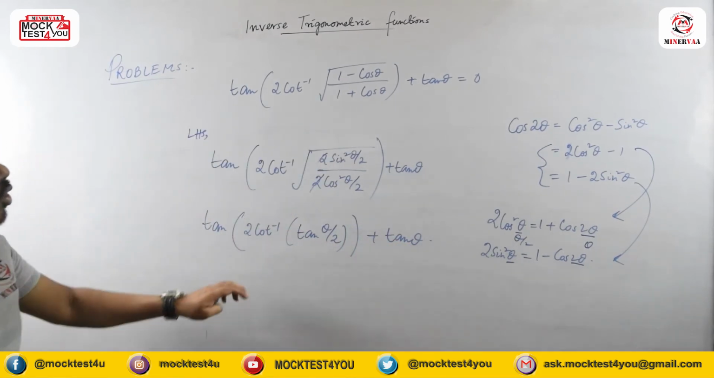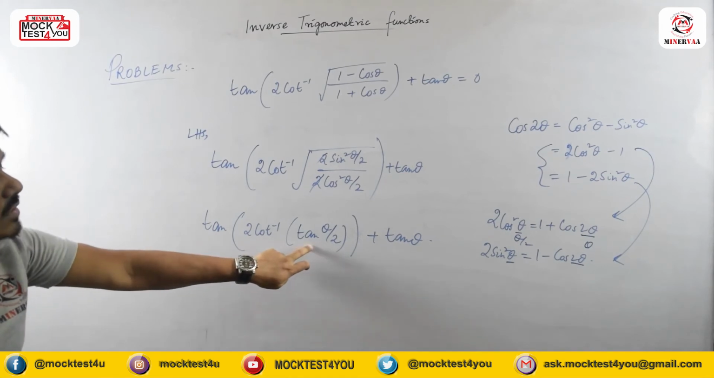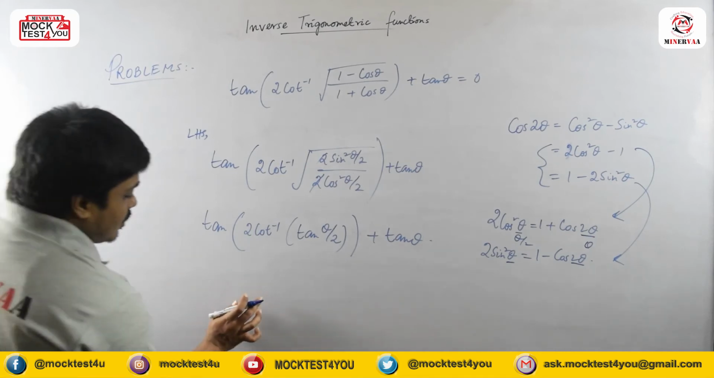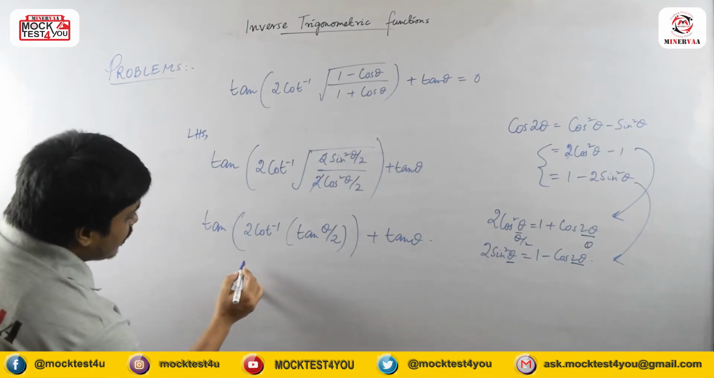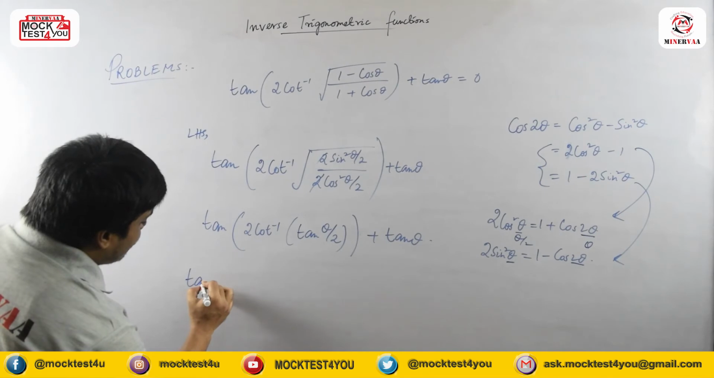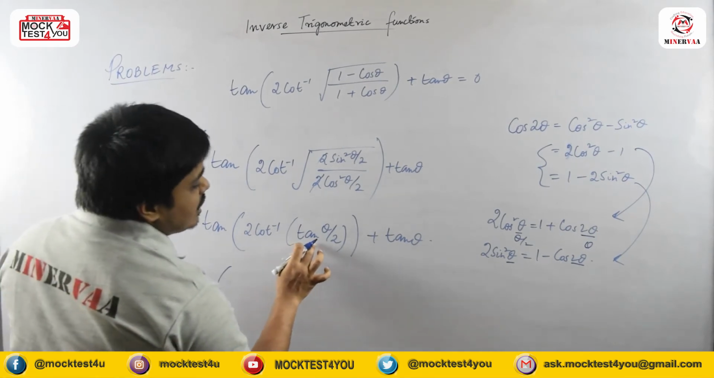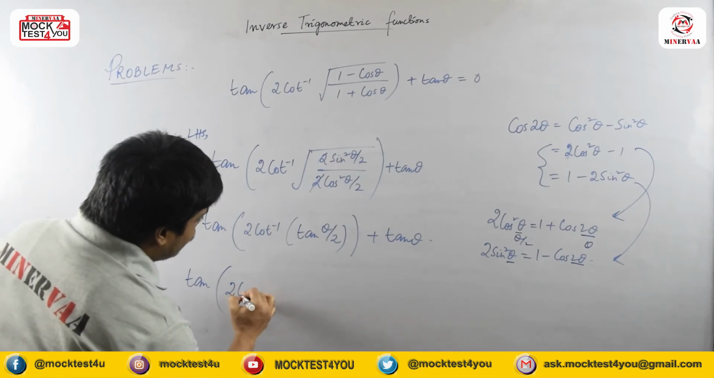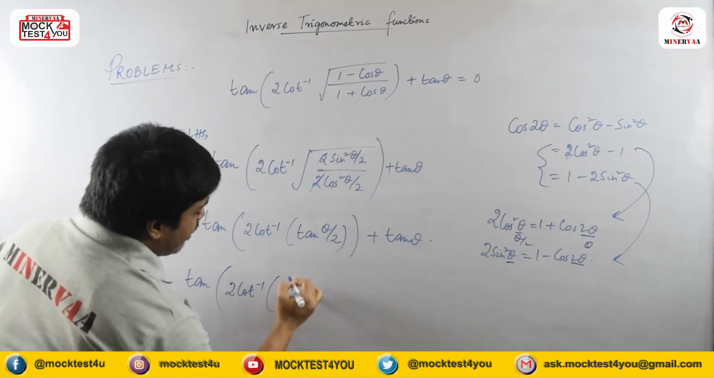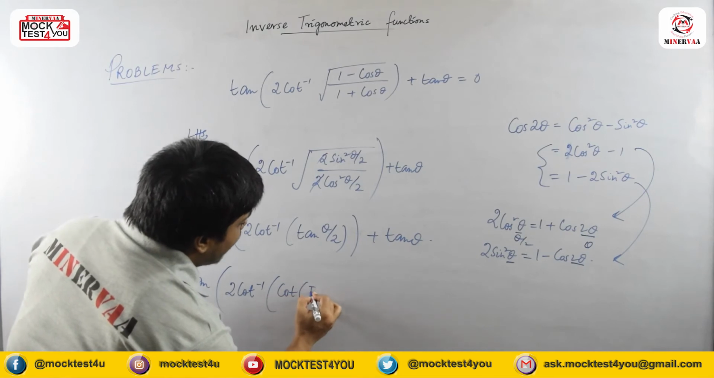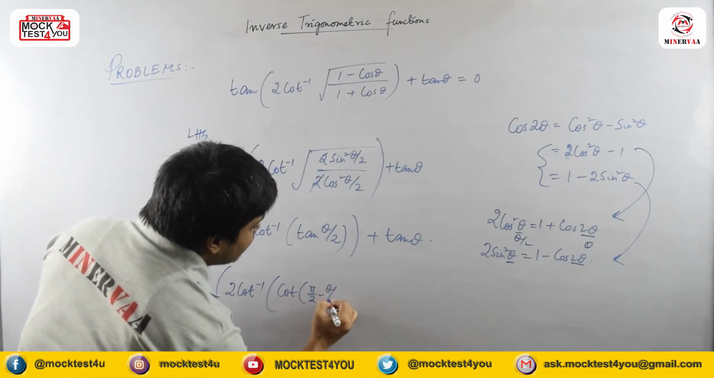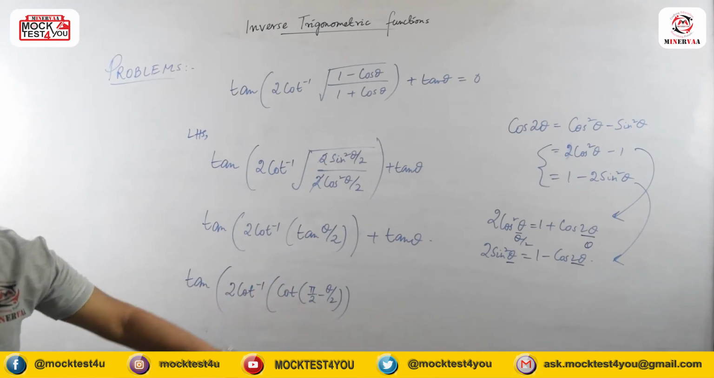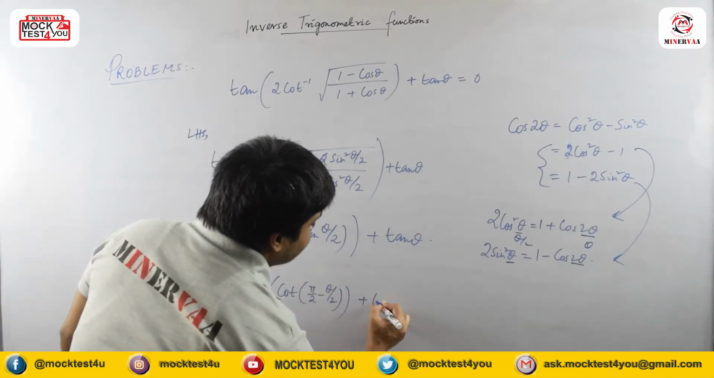Now cot inverse, now here you see, here it's cot inverse and here it's tan. So what I will do in here, now look at here carefully. I need to change this one, I need to make it cot. So how can I make it cot? I will write 2 cot inverse, and here I will write cot of pi by 2 minus theta by 2. Obviously I can write tan as cot of pi by 2 minus theta by 2. So plus tan theta.